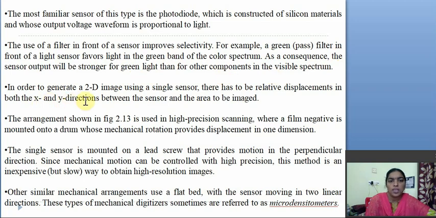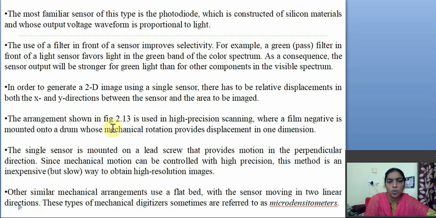In order to generate a 2D image using a single sensor, there has to be relative displacement in both the x and y directions between the sensor and the area to be imaged, right? As I said earlier, to generate the 2D image there has to be relative displacement in the x direction, that means linear motion of the sensor, and also in the y direction, that means the drum rotating in the anti-clockwise direction.